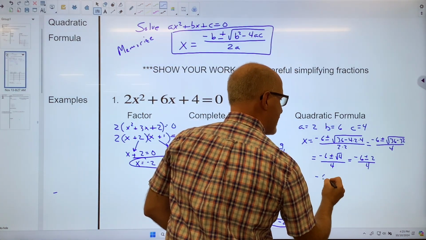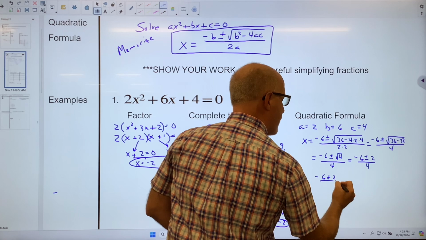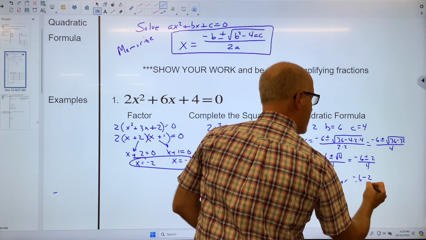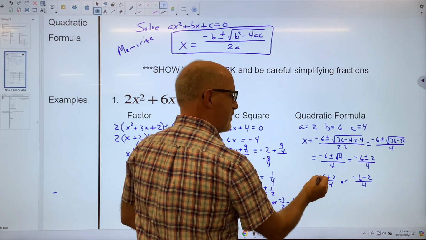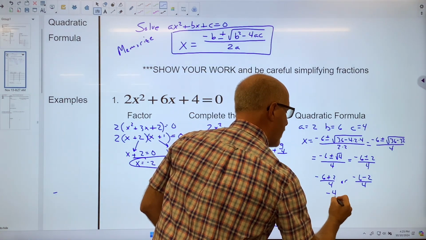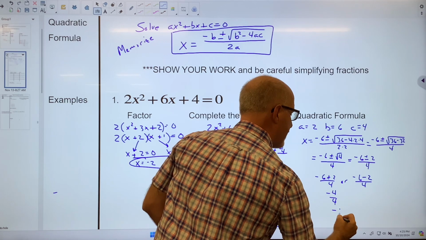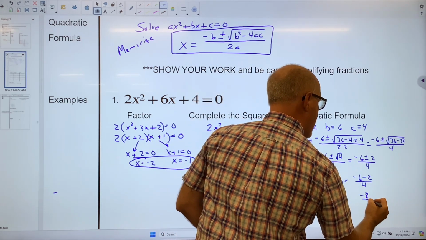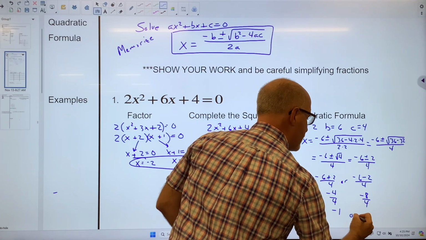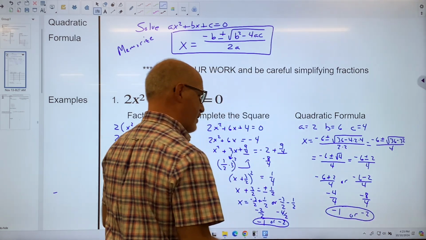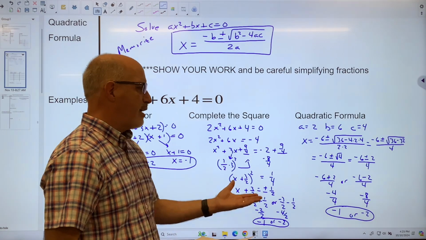So negative 6 plus 2 over 4, or negative 6 minus 2 over 4. Negative 6 plus 2 is negative 4, negative 4 over 4, which is equal to negative 1. Negative 6 minus 2 is negative 8 over 4, which is equal to negative 2. So there's my answer for this one. So notice they get the same answer.